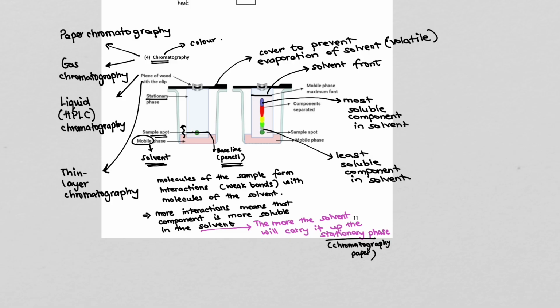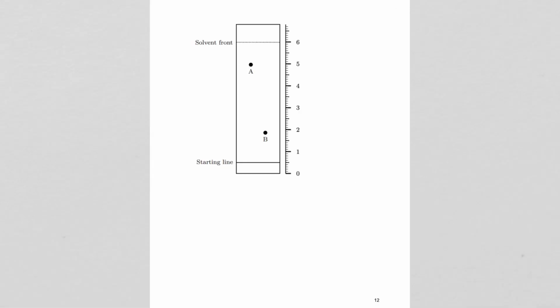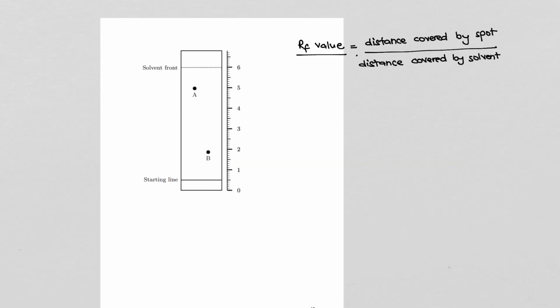Now, chromatography, when you look at it like this, is mostly qualitative. So there are no values involved when you look at it like this. To make it quantitative, we use the RF value. Now, to calculate the RF value, you will have to do a ratio between the distance covered by the spot and the distance covered by the solvent.